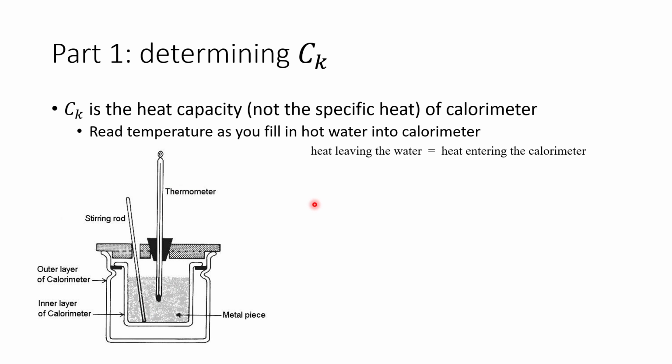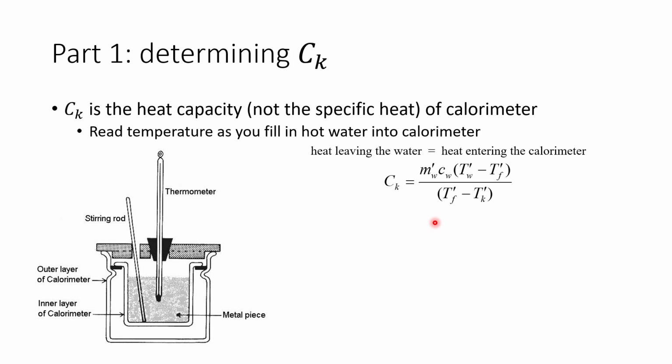So what you can do is, you know that heat that leaves the water would actually go into the calorimeter. So heat that leaves the water is going to be the same as heat entering the calorimeter. You can use the same trick as previously mentioned to calculate that the heat capacity of the calorimeter is basically the temperature differences multiplied by the mass of the water that's put in and the heat capacity of the water. So from there you can tell what is C_K.